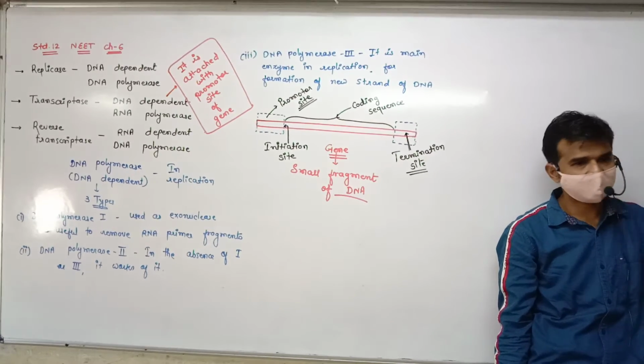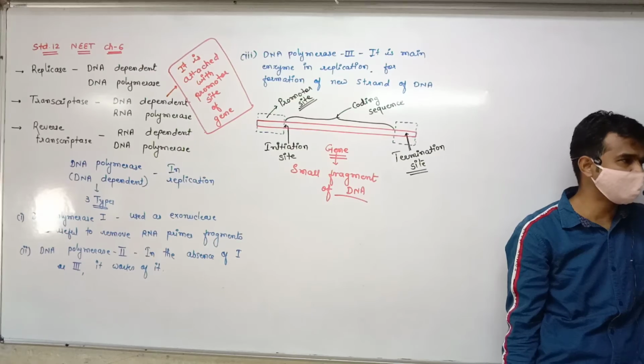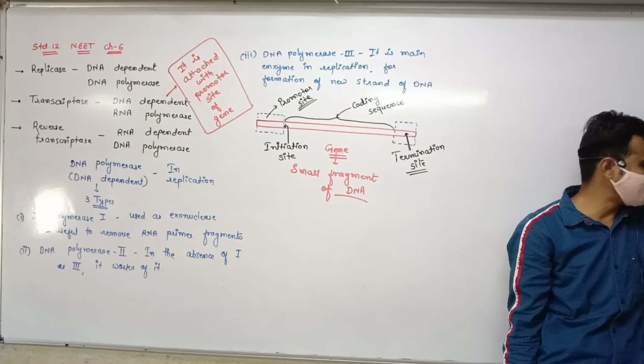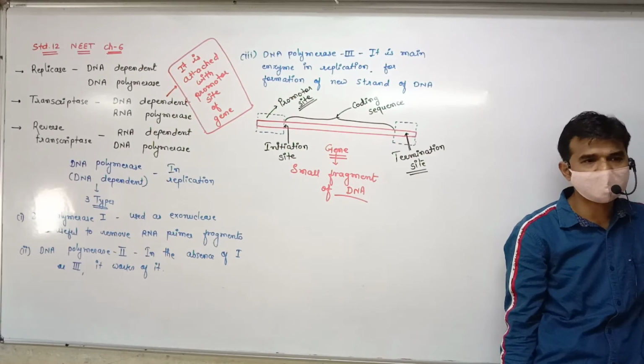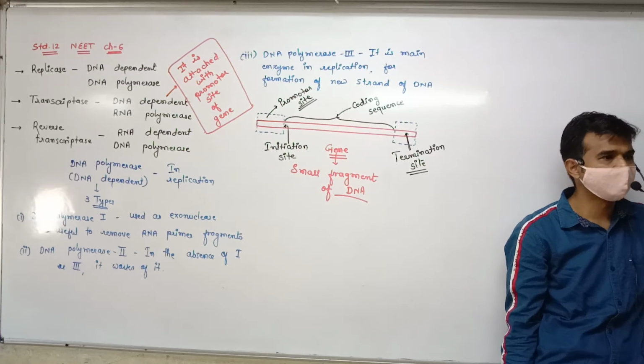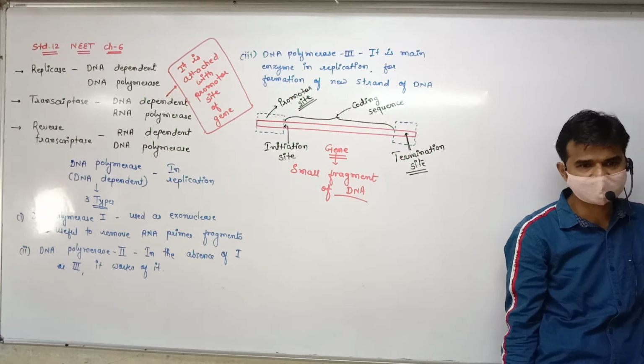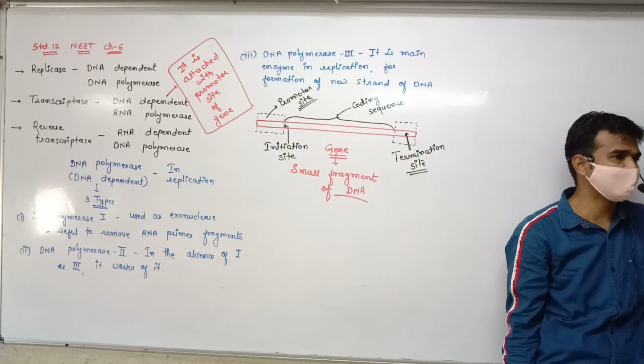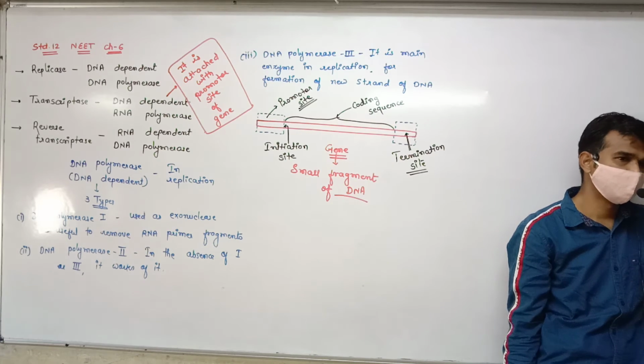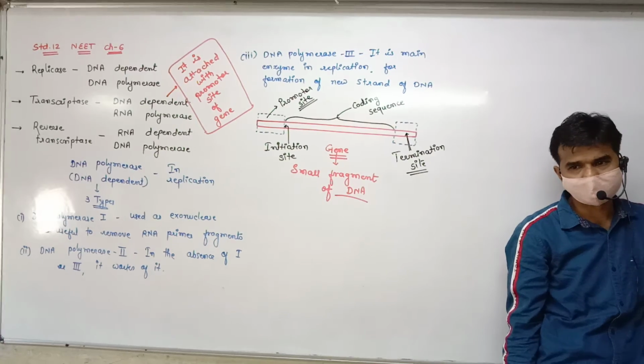So N15, the heavy isotope containing DNA, can be kept in the culture media, which consists of NH4Cl14. Okay, so after 20 minutes, all these bands are hybrid. All the bands are hybrid.